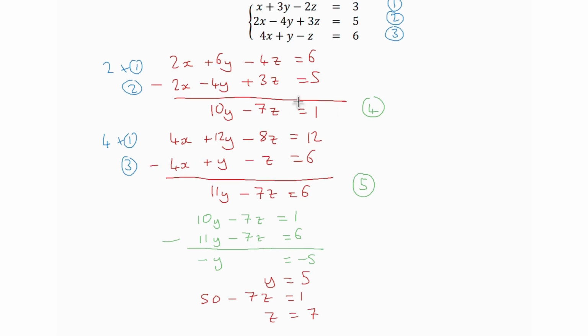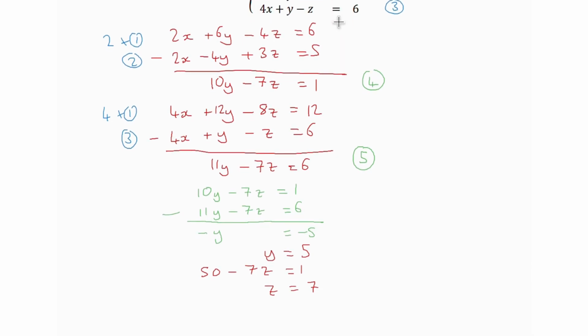And finally, to find x, I need to substitute into one of my original equations. Doesn't particularly matter which one I do. So I'm going to substitute it into that last one, 4x plus y, which is 5, minus z, which is 7, is equal to 6. So 4x is equal to 8 and x is equal to 2. That is, my answers are x is equal to 2, y is equal to 5, and z is equal to 7.